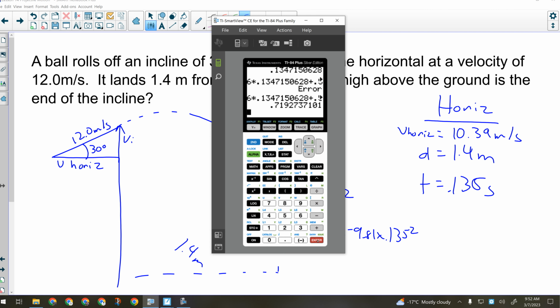Okay, so it's saying that it's 0.72 meters tall, as our final answer. So not very tall, right? It certainly wouldn't take very long for something to fall that far. That's all we're looking at.